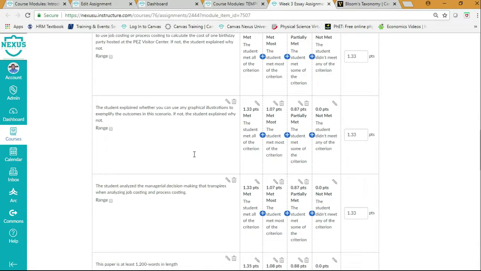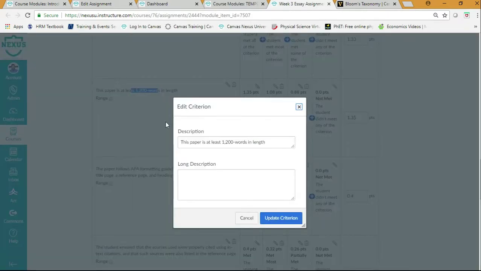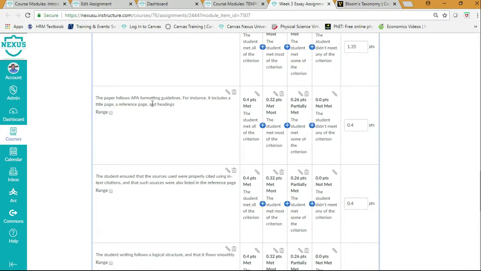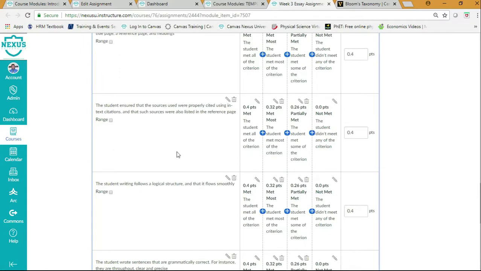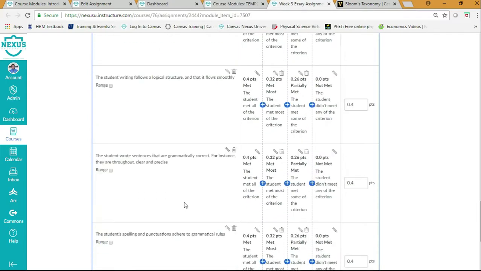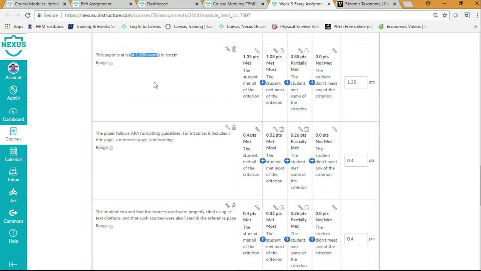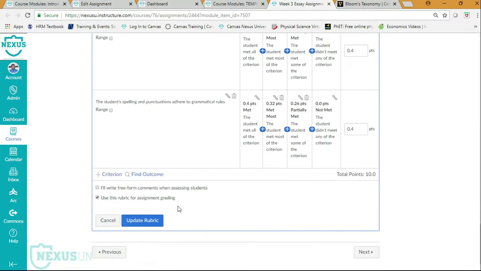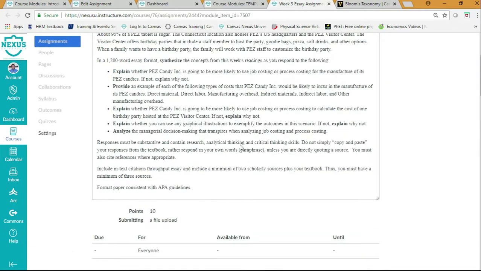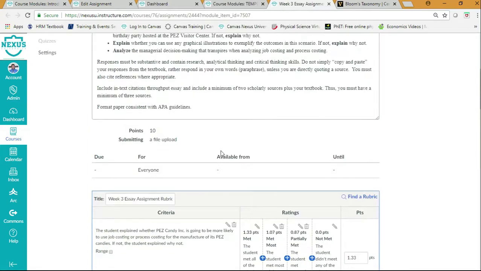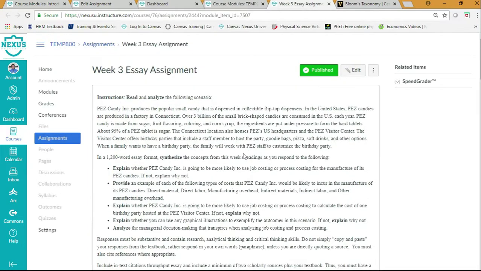Since it is not an essay, you don't need the length of the paper. You don't need whether or not they follow APA guidelines. You don't need to know whether the grammar is correct, the spelling is correct. You include these criteria only if it's an essay. If it's a project, you don't need to include that in a rubric. And that's what I'm looking for when you create rubrics.